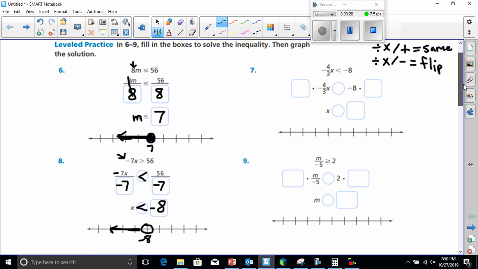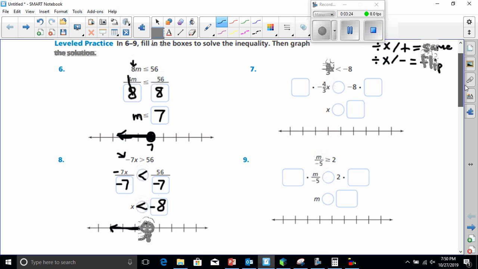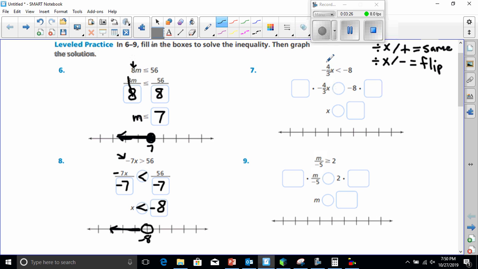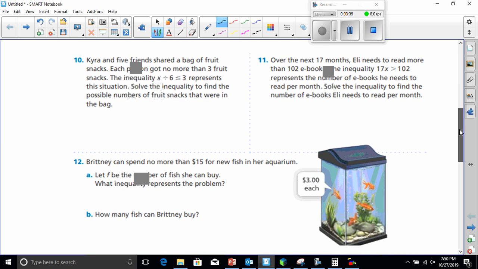So I'm going to let you do numbers 7 and 8 by yourselves. Here's a little hint. Remember, if you have a fraction, you're dividing, so you're going to have to do the opposite of division, and you'll want to multiply the inverse of what is there, okay? So let's go ahead and do number 10 now.